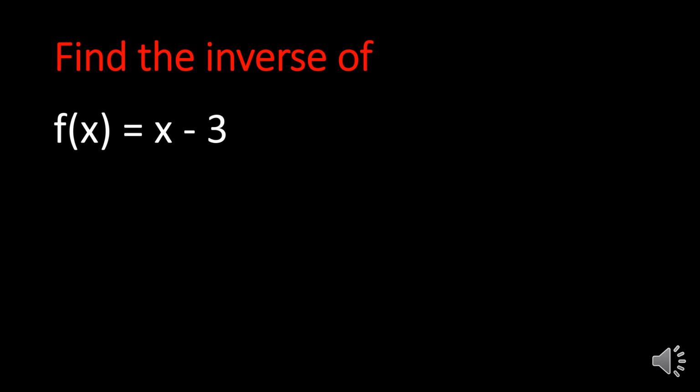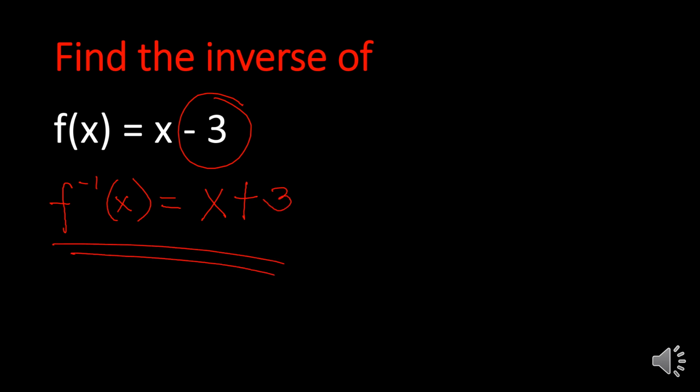This is now f of x equal to x minus 3. And finding the inverse, we'll start off with the notation f to the -1 of x, which will be equal to x. We have a -3, then we will have a plus 3. So there you go with the inverse of your function.